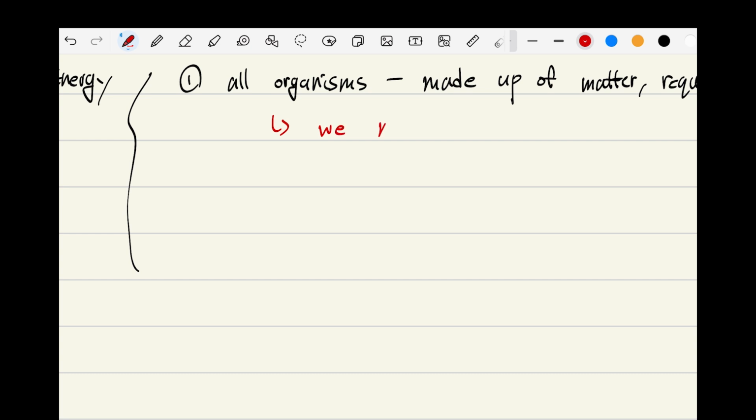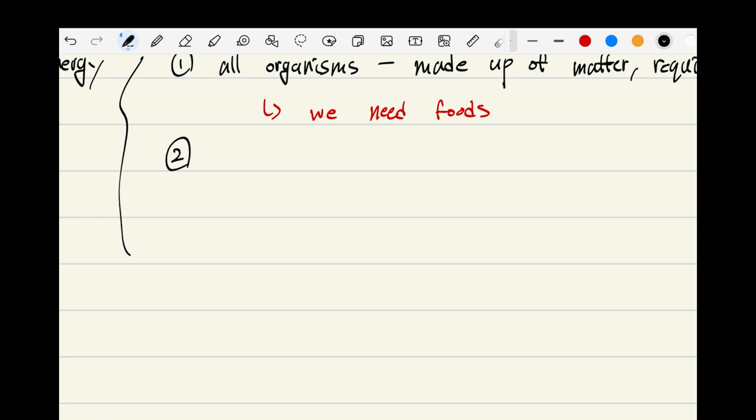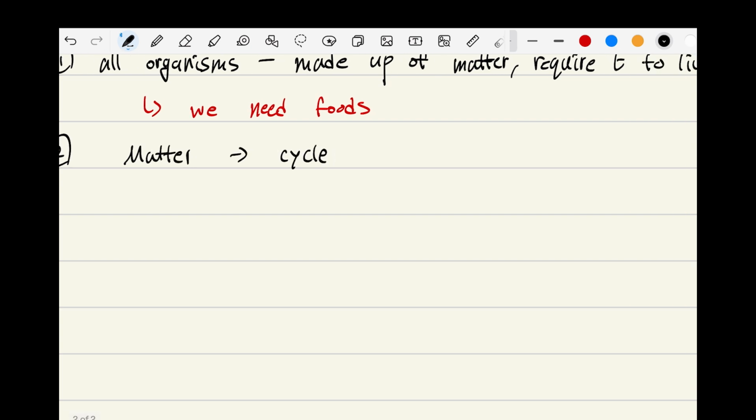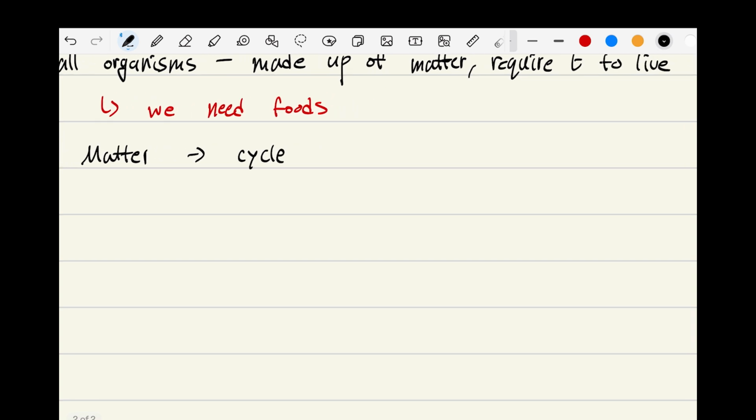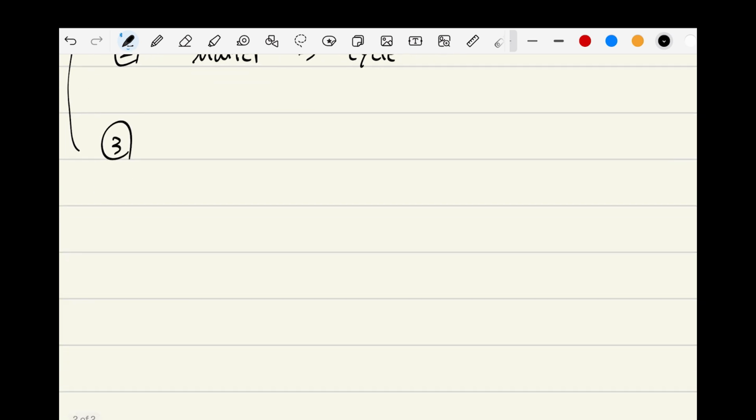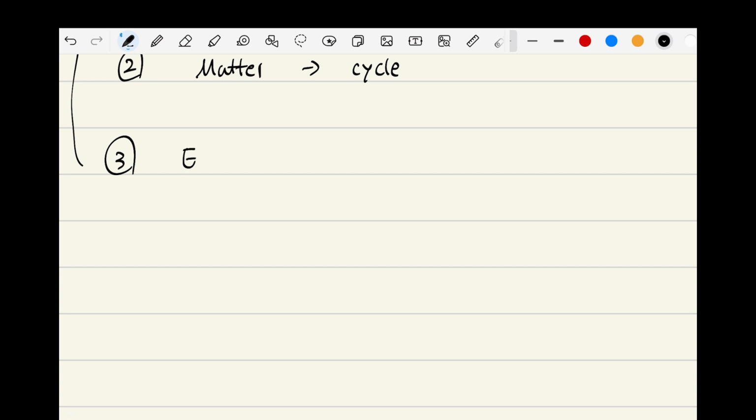Well, we can easily see this in our lives because we need food to survive. The second main idea is that matter moves in cycles. When they talk about the cycle, they're talking about matter moving from organism to organism, and sometimes matter moves from organism to environment too. And we call that the cycle of matter. The third main idea is that the energy from the sun and chemical compounds are being used.